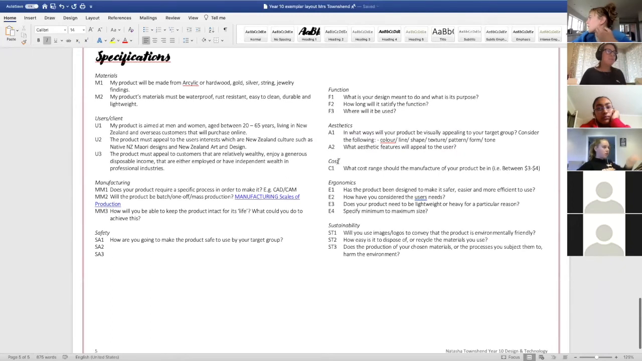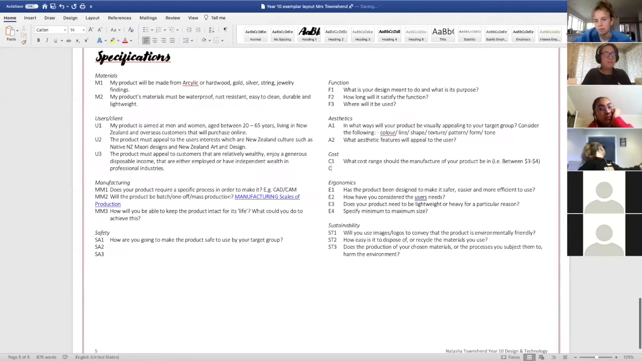Cost. Let's move on to cost. What cost range should the manufacture of your product be in? i.e. between $3 and $4. Also, we really should be saying, what cost range would this product retail for? So manufacturing of the product is going to be a different cost to the retail cost.